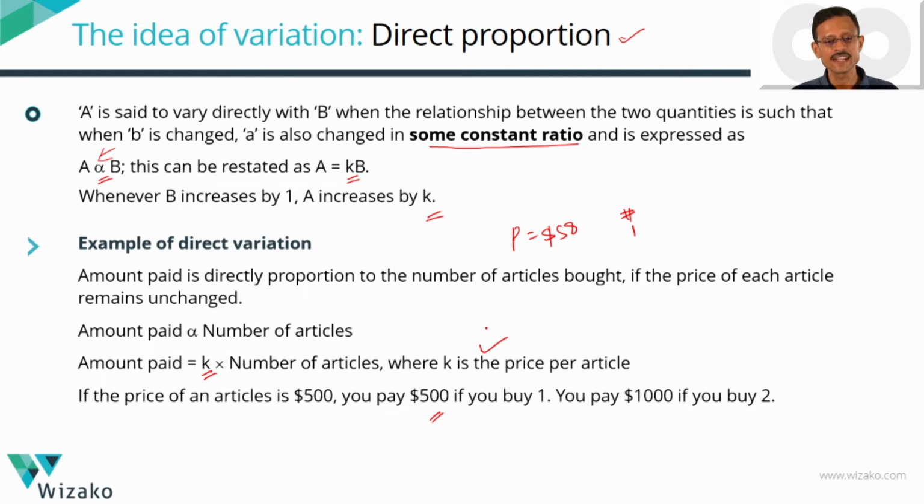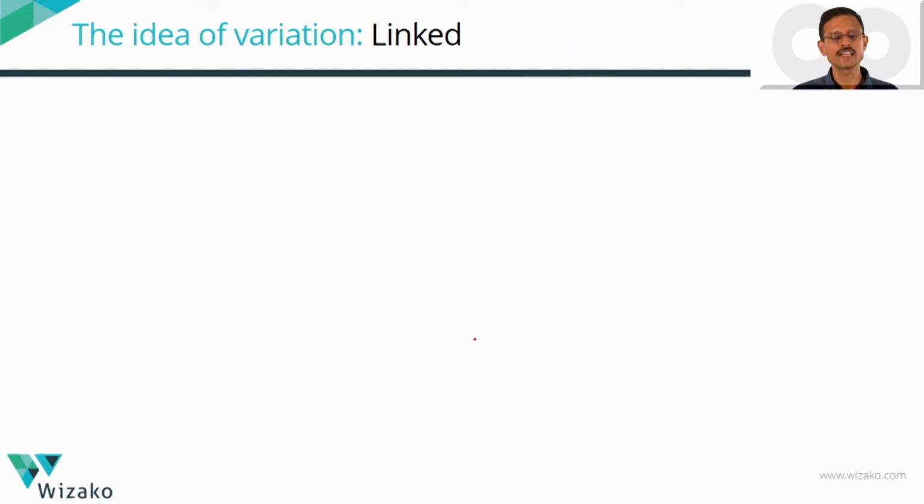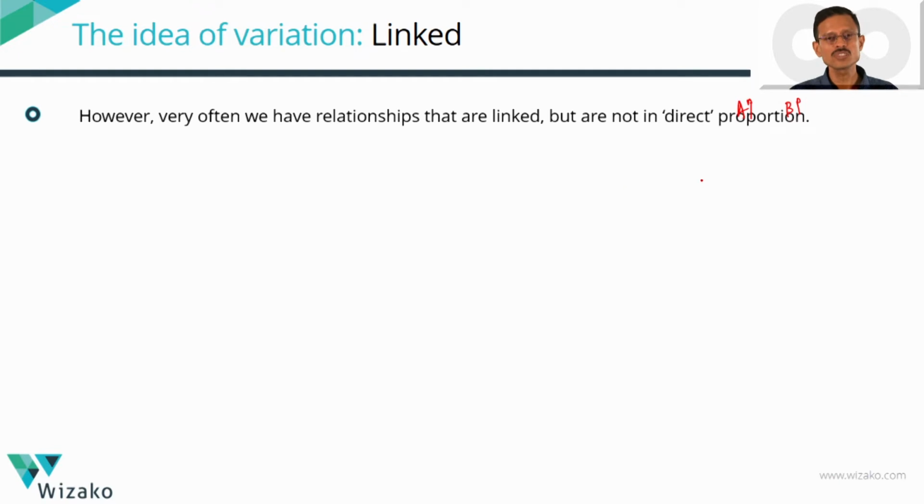Let's move to the second idea, which is linked but not in direct proportion. There are quite a few instances. A and B will tend to move in the same direction. If A increases, B will also increase, but the ratio will not be a fixed ratio. Those are what are called linked. In real life, many times you will find that most things are linked but not in direct proportion. Let's look at a couple of examples.